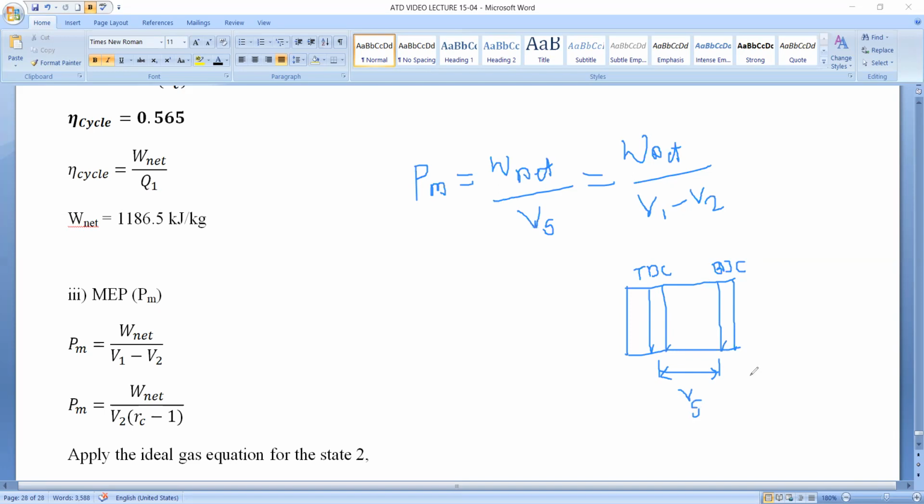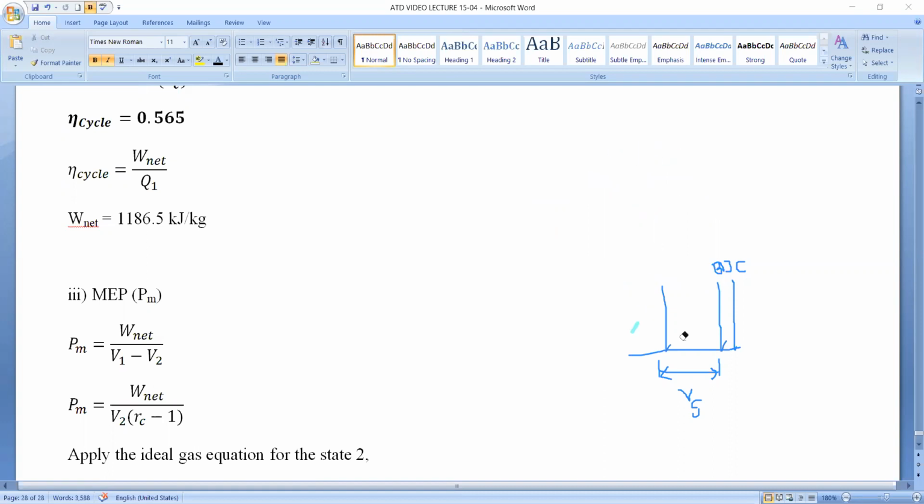I hope this is clear. Just remember, the swept volume is the difference between V1 and V2, that is V1 minus V2. Now in this, the mean effective pressure is given by net work output divided by the swept volume, or W net divided by V1 minus V2. Now before that, we need to get the W net value.